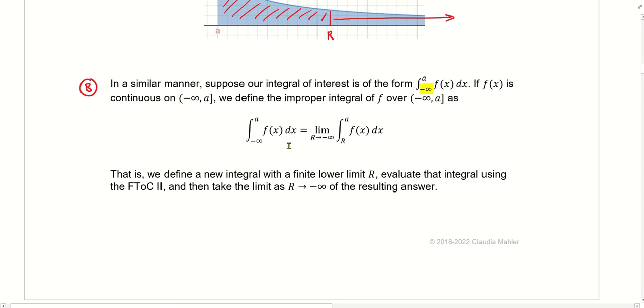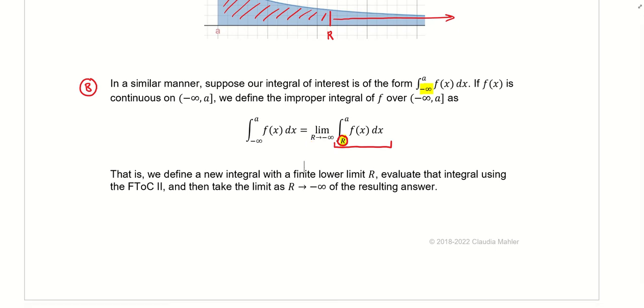But we treat this the same way. So we were like, okay, well, we're starting with this integral. We don't want to deal with infinity or negative infinity in our expression, in our integral, because we don't know how to deal with that. So we once again start by defining a new integral, specifically where our lower limit of integration is now this finite placeholder r. We compute this integral using the evaluation theorem, and then we take the limit as r goes to negative infinity of the resulting answer.